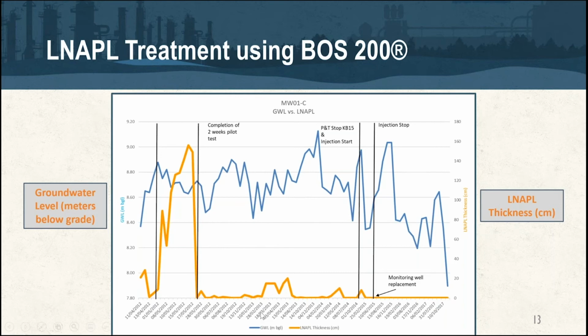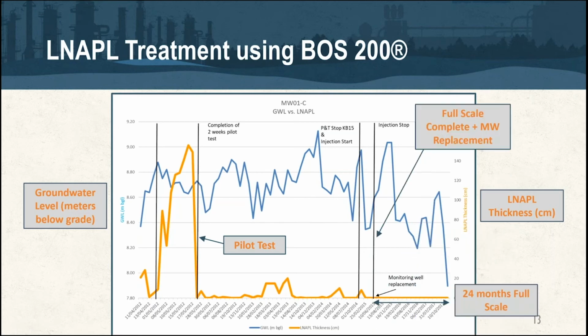And you'll see this line right here where we completed the pilot test. You see the NAPL levels decrease. We do see some rebound here. Again, this was a limited pilot test area. And these two vertical lines are when the full-scale injection started and stopped. And you'll see that we had a 24-month period on this graph where we did not see NAPL come back into the well.